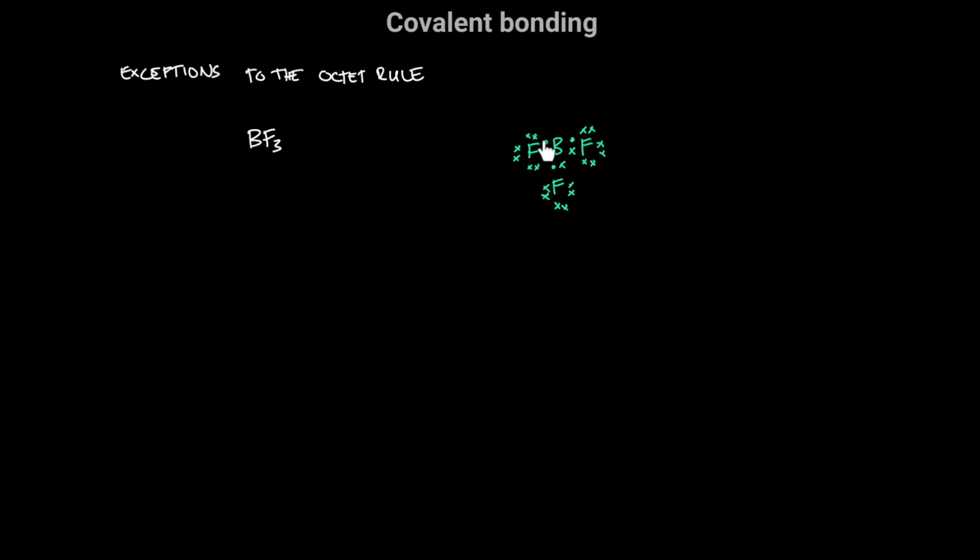But if you look at boron, on the other hand, it had 3 electrons, and now it's sharing 3 additional electrons, so it has a total of 6 electrons in its valence shell, which is less than the octet.